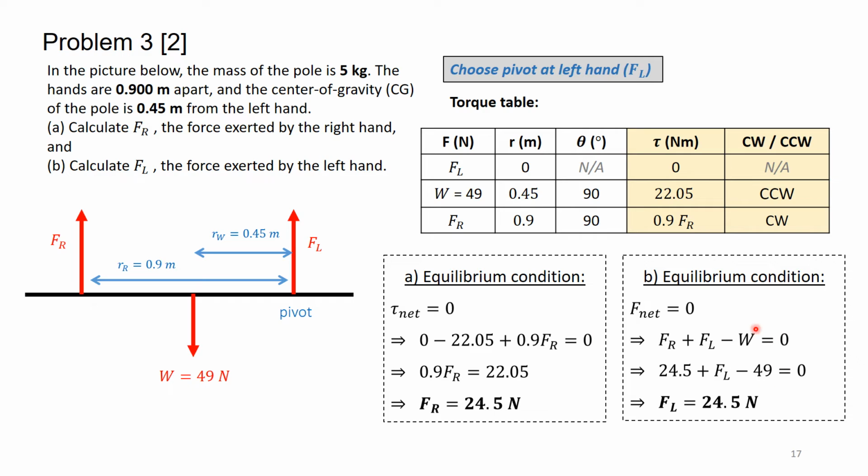So you can also calculate by using the net force condition. You set the net force equal to 0, and then for the net force, plug in all these forces. Fr and Fl were pointing up, so you put them positive, and put negative W for the weight pointing down. Then plug in the numbers and solve for FL, you get 24.5 newtons. So it's the same as Fr. In this case, both hands apply the same force. That is because the weight is located at the middle of the two forces.